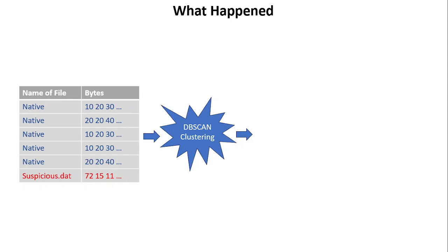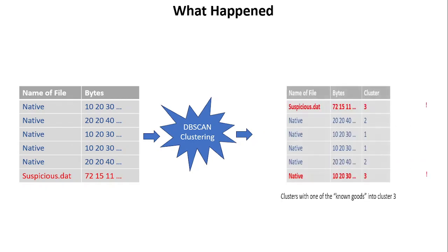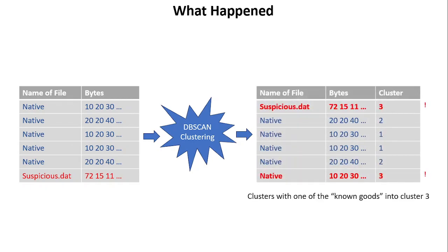But what actually happened was this. We have that same data structure. We apply DBScan clustering to it, and it ends up clustering sometimes with a legitimate file. I can't explain why that's happening, but a lot of the times a known masquerading file, right? Suspicious.dat is not a real dat file. It's something else. I know that. It still clusters with a real .dat file or any other file type. I'm just using .dat for this example, but this happens a lot.